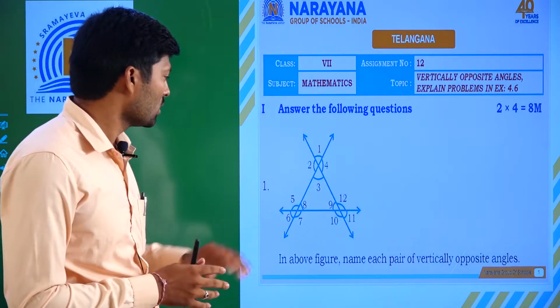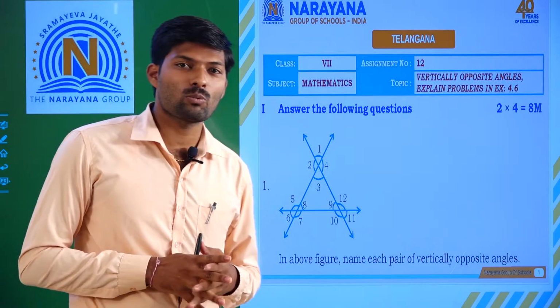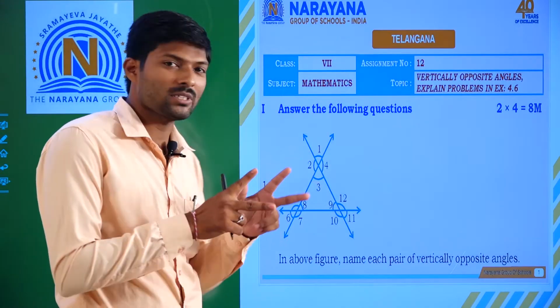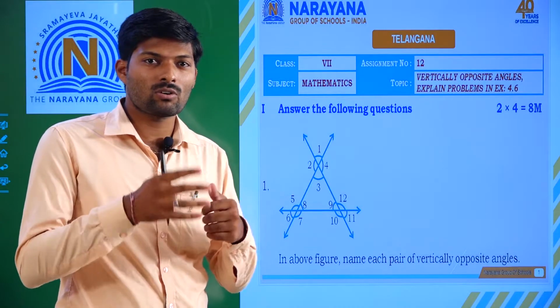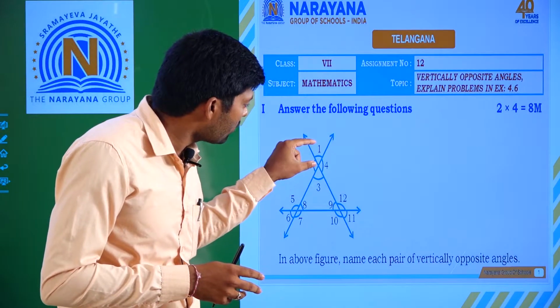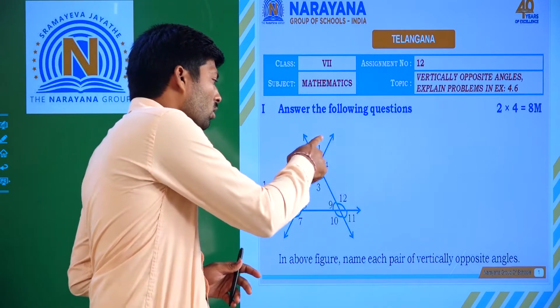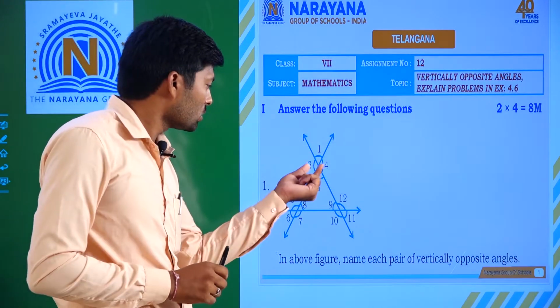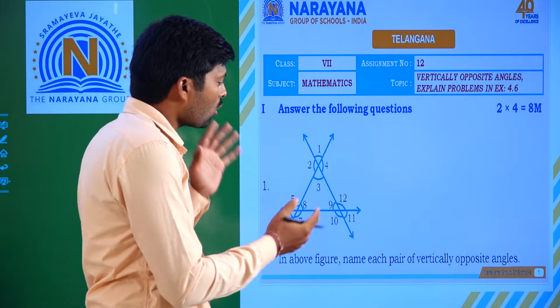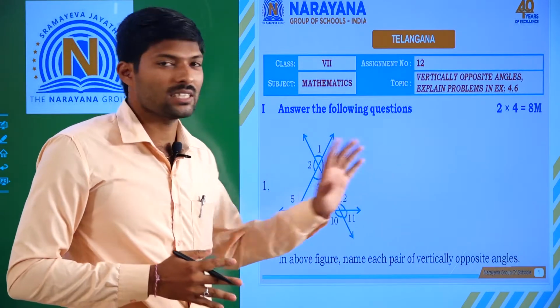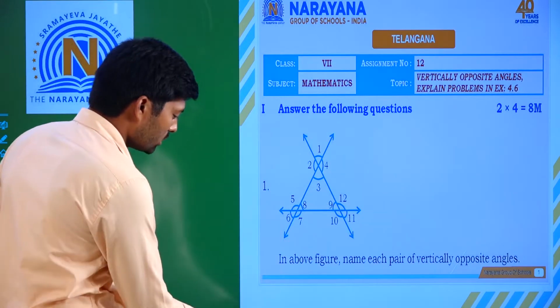What is the definition of vertically opposite angles? Angle 1 as well as angle 3 are both vertically opposite angles, because those two are opposite to each other. Likewise, we have to list out how many pairs of vertically opposite angles there are. So let's go for the solution.